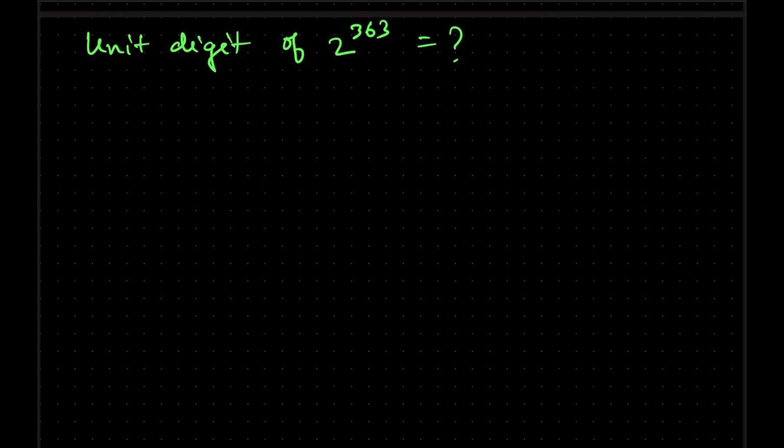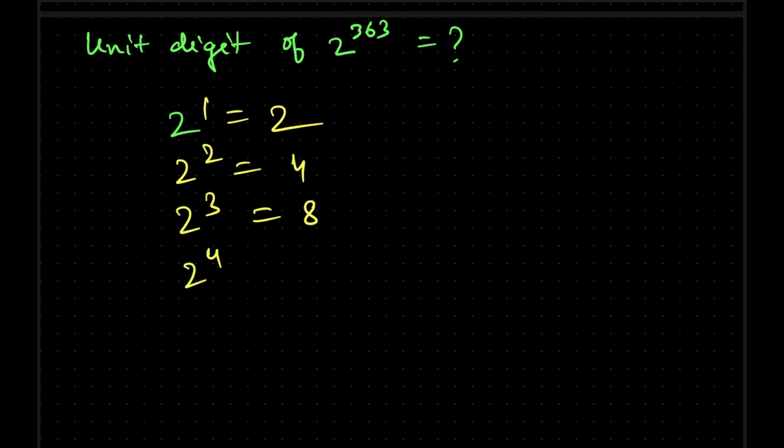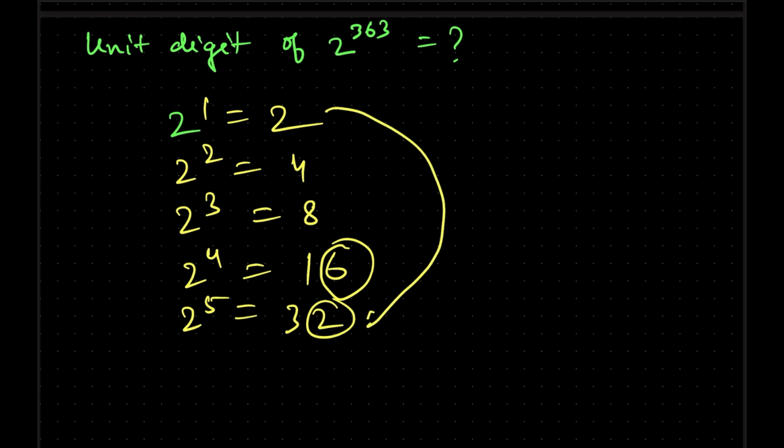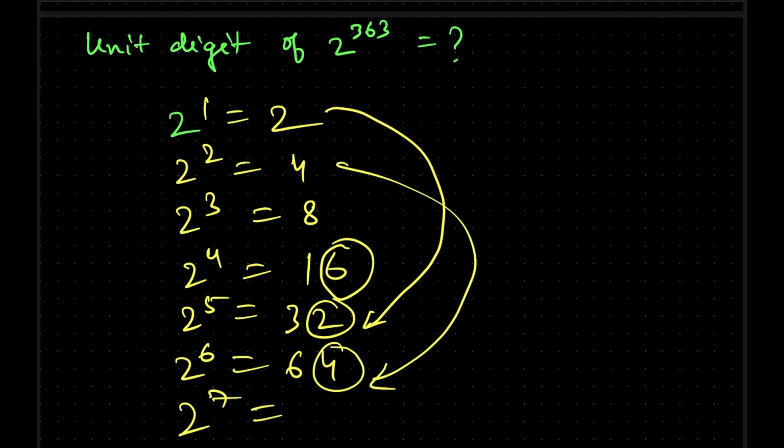Suppose we want the unit digit of 2 to the power 363. If we take 2 to the power 1, it is 2 at the unit digit. 2 to the power 2 is 4, 2 to the power 3 is 8, 2 to the power 4 is 16, so 6 is the unit digit. 2 to the power 5 is 32, so 2 is at the unit digit. You will see that after 4 it has started repeating. 2 to the power 6 is 64, again repeating. 2 to the power 7 is 128, again repeating.